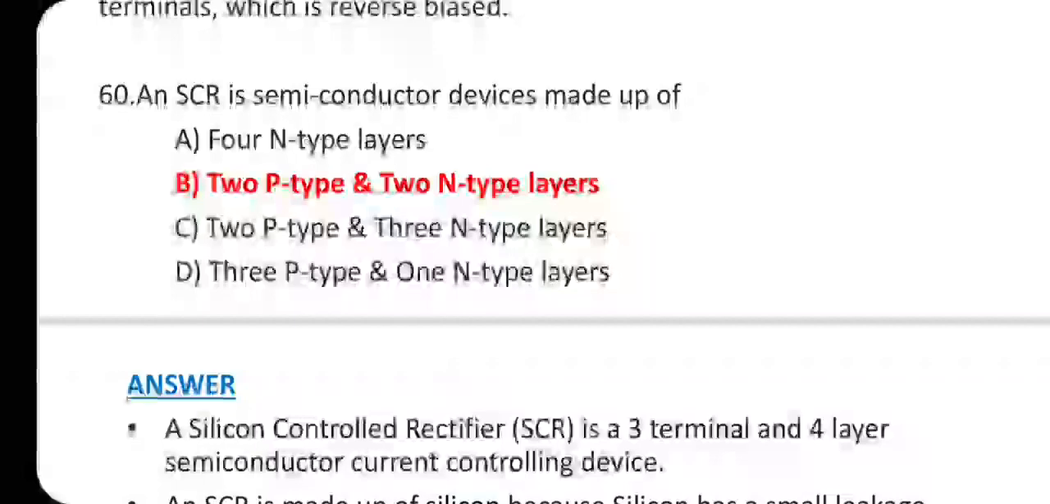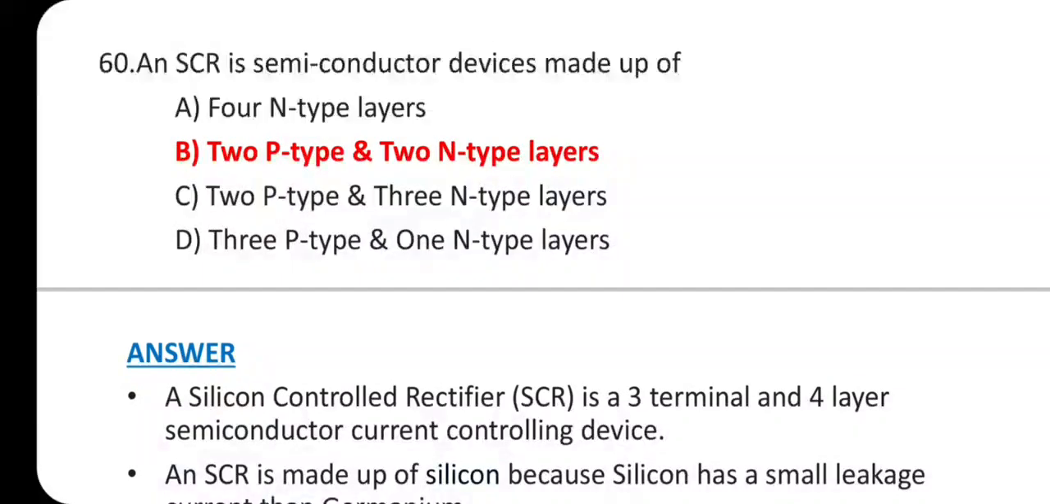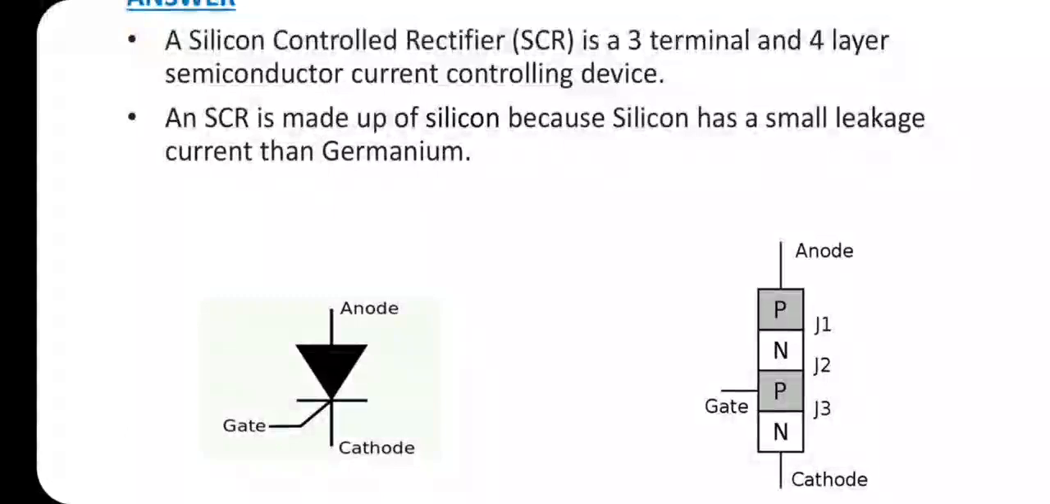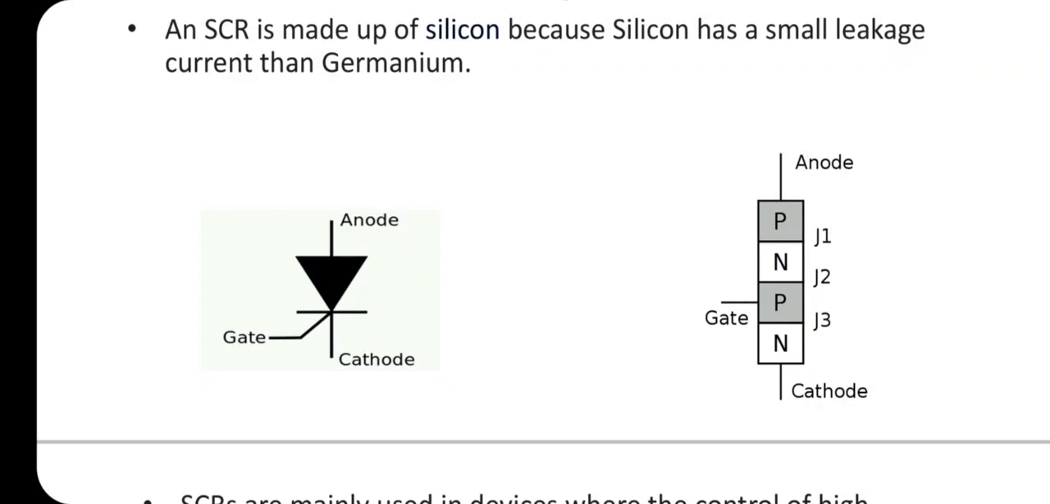The last question of this video is the 60th one. An SCR is a semiconductor device made up of, answer is option B, two P-type and two N-type layers. A silicon controlled rectifier SCR is a 3-terminal and 4-layered semiconductor current controlling device. An SCR is made up of silicon because silicon has a smaller leakage current than germanium. This is a symbol of SCR. It contains anode, cathode and gate.